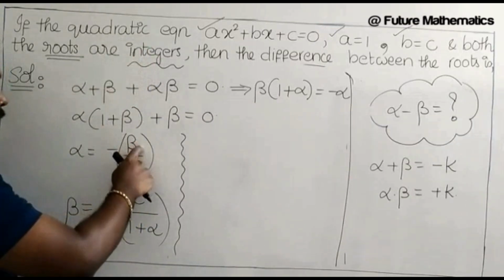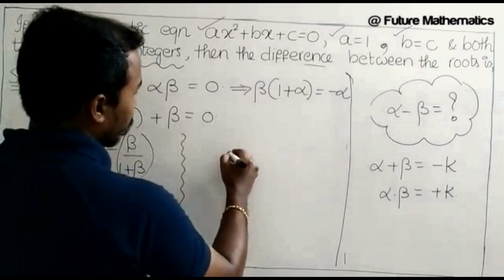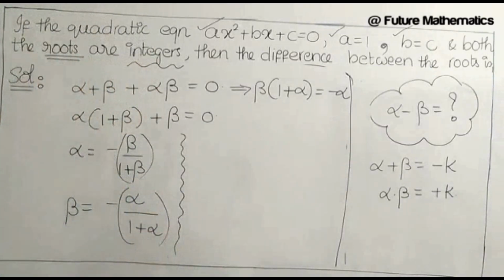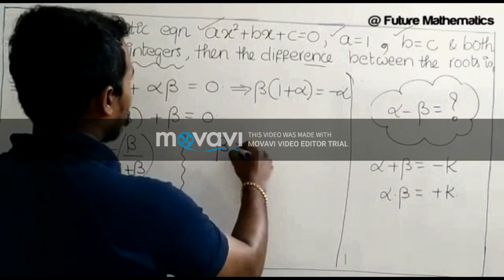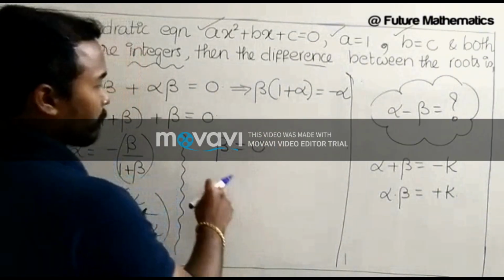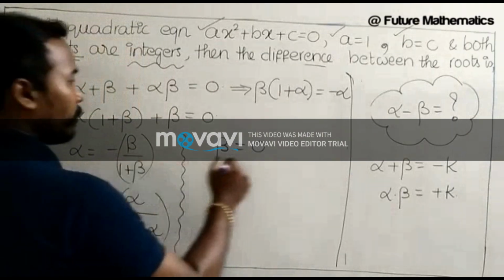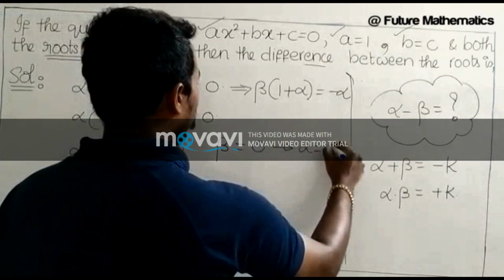Okay. So now what do we take? See, if I take beta equal to 0, then alpha equal to what here?